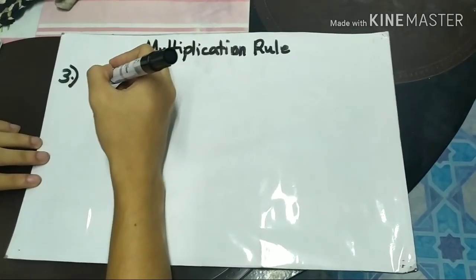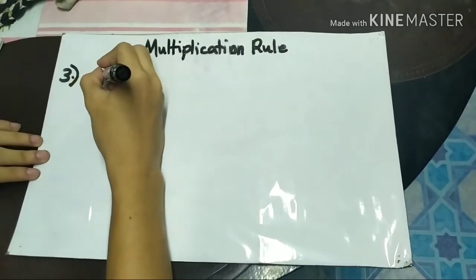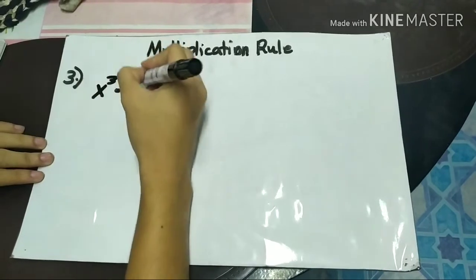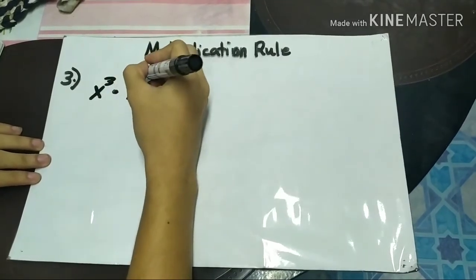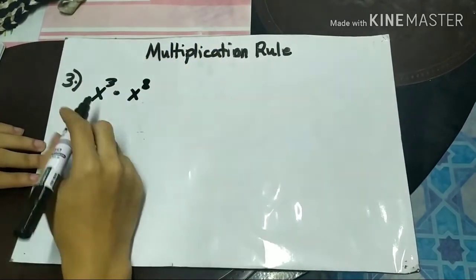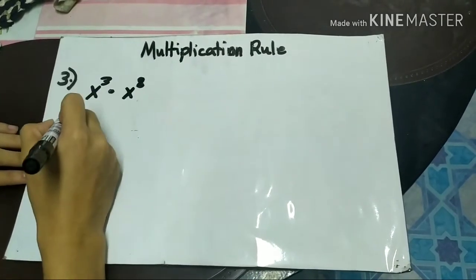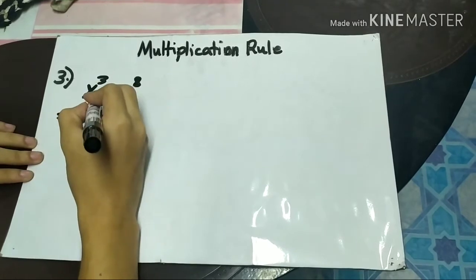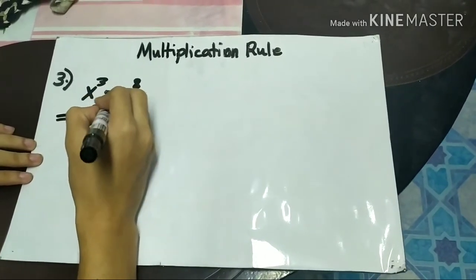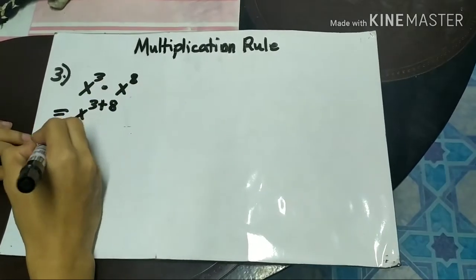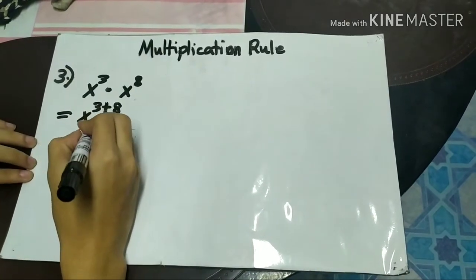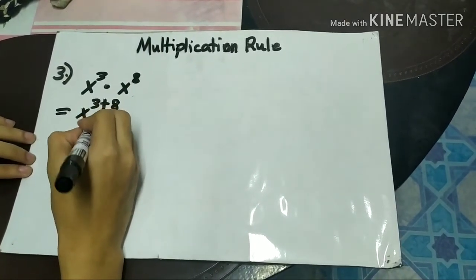Here is example number 3. x cubed times x raised to 8. Now you can see they are the same base, so we can add the exponent. Equal x to the power of 3 plus 8, equals x raised to 11.